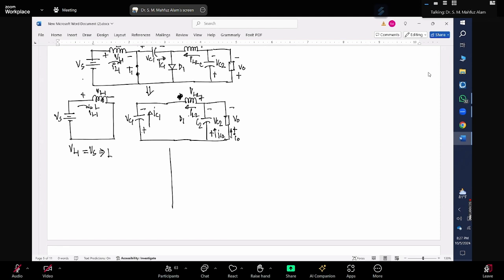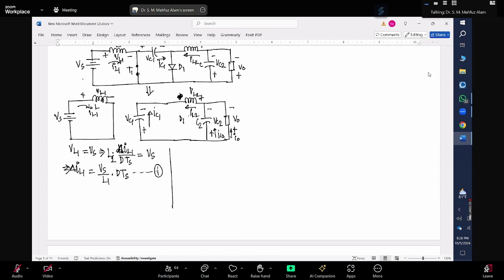So we can write L1 multiplied by del IL1 over D multiplied by TS, that should be equal to VS. So we can write del IL1 for inductor 1 should be VS over L1 multiplied by D into TS. That should be your equation number 1.